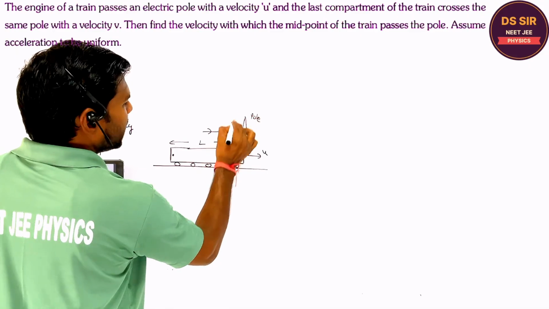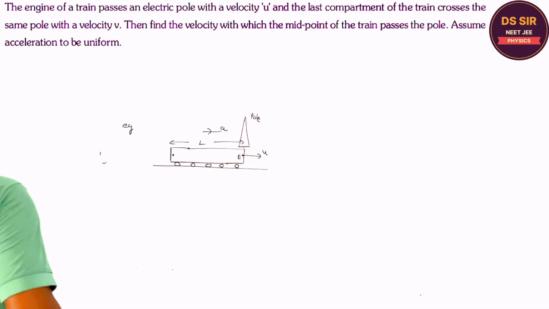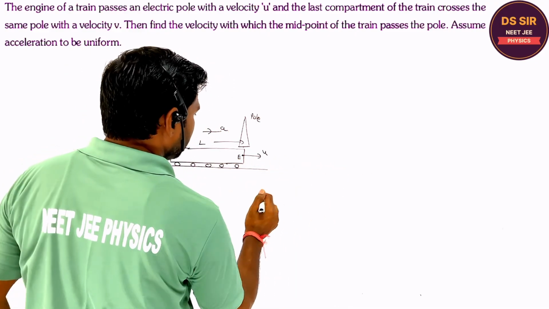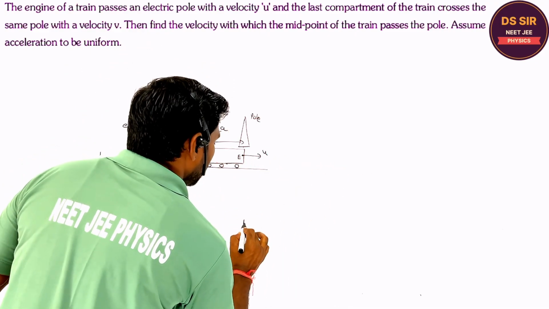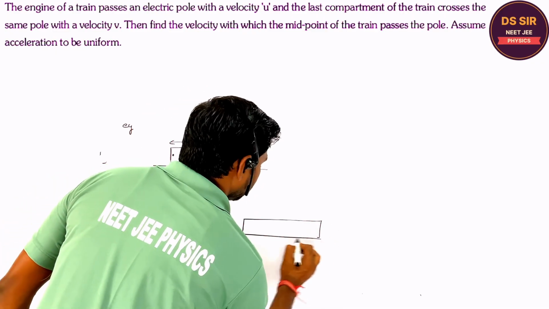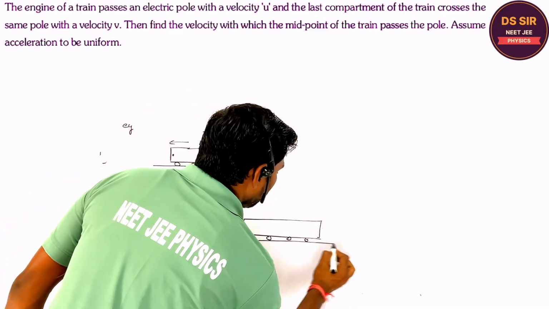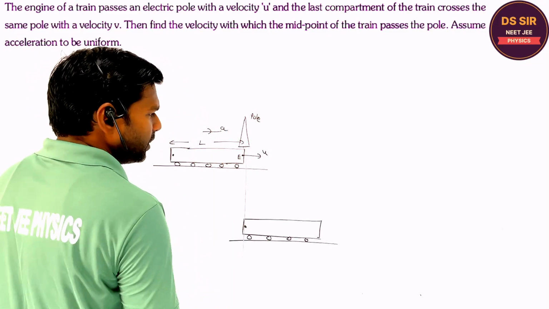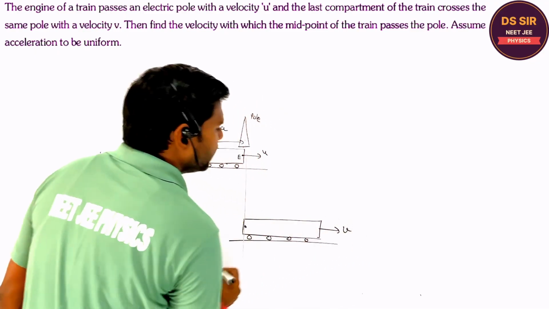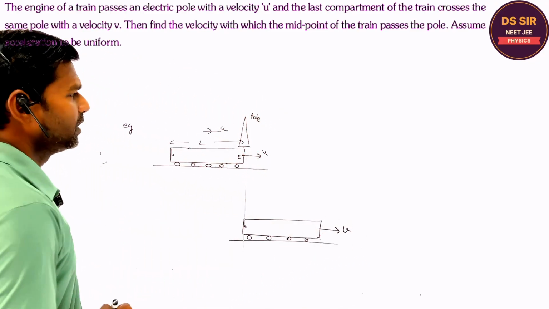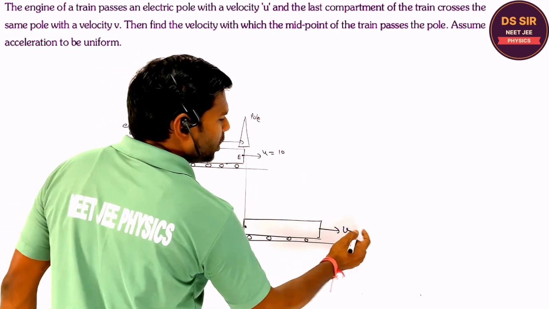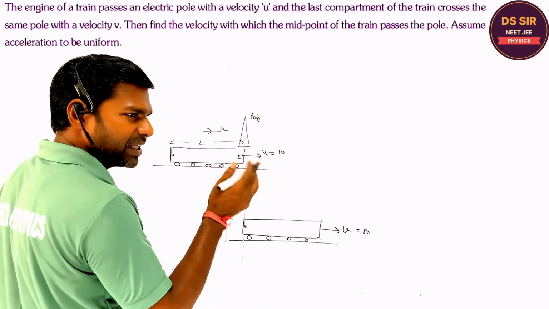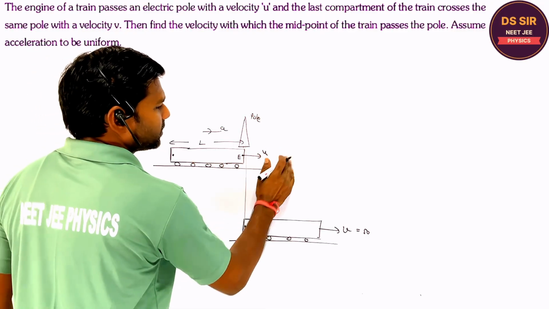But if the train is accelerated, what will happen? When the train is accelerated, it is moving in this way. After some time, the speed of the train is increased. So when the train completely passes through this pole, at the last compartment, the velocity of the train becomes v. Is it clear or not? Suppose initially it is 10, now it becomes 50. Why is it increasing? Because it has acceleration, as the question said.